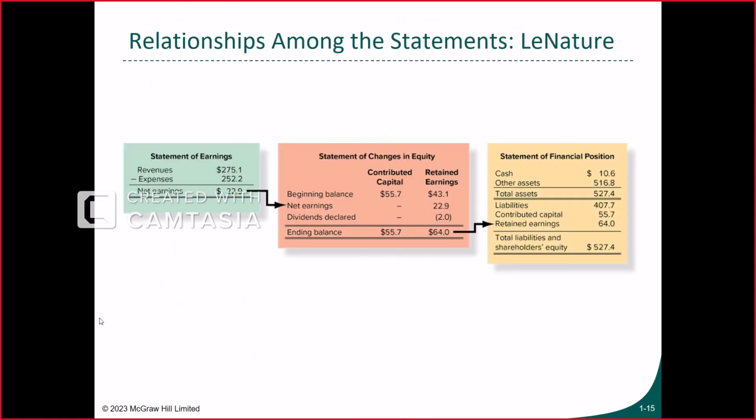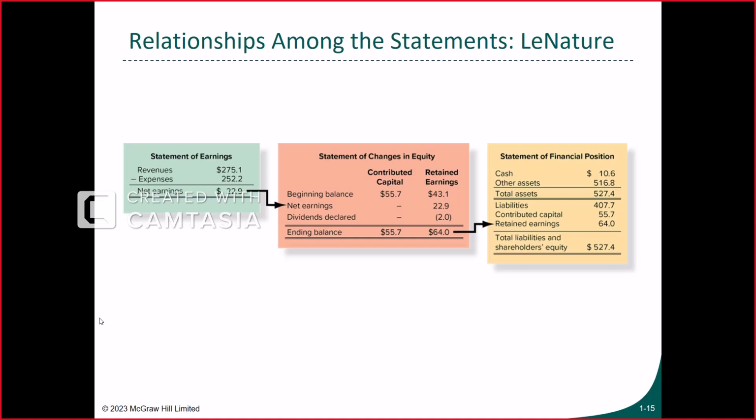You see? So this is an illustration example, a simplified statement of earning with total revenues $275,000 minus expenses $252,000. That there is a net earning of $22,000. Of course, this is for illustration purpose only. A real statement of earning will show the details, not just the total amount: the list of revenues and their details, and the list of expenses and their details.